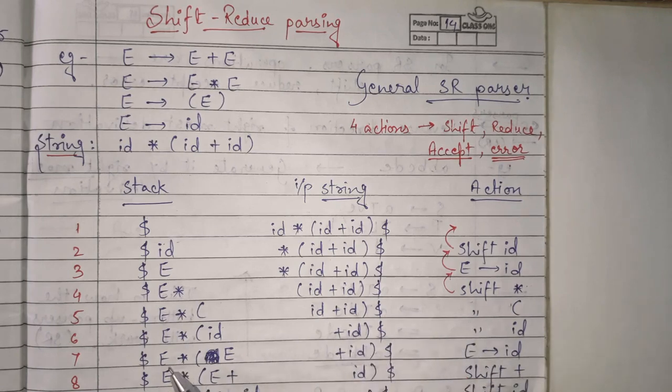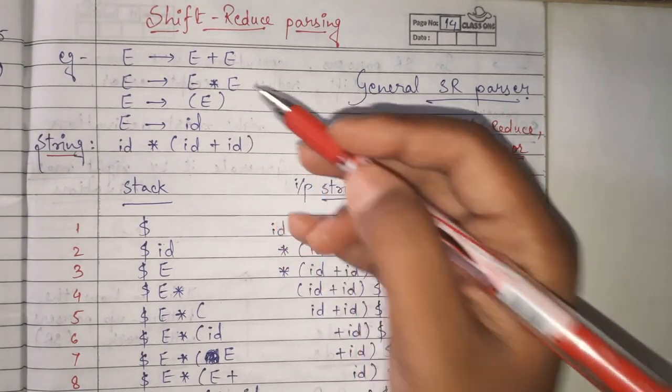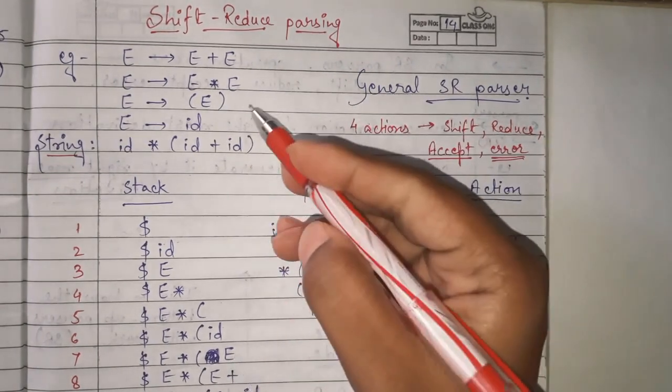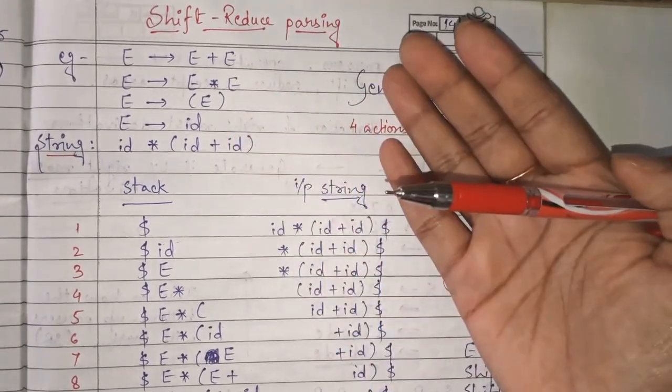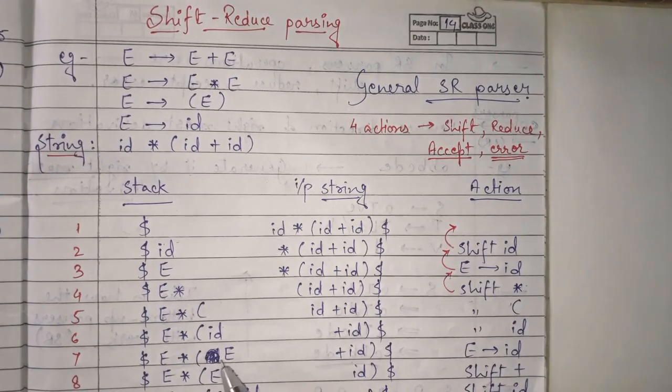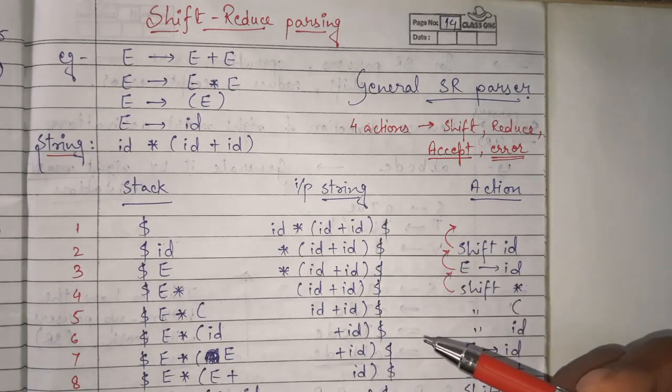Now again I will check E star opening bracket E. Is it present as a part of RHS? No. Is only capital E present as a part of RHS? Again no. So the next step we have to do is shift one more symbol. What is the next symbol present in the input string? Plus. So we will shift this plus into the stack. So we will get E star opening bracket E plus, and in the input string only ID closing bracket and dollar are available.